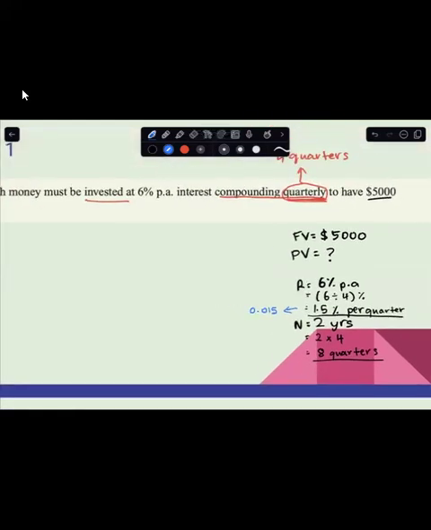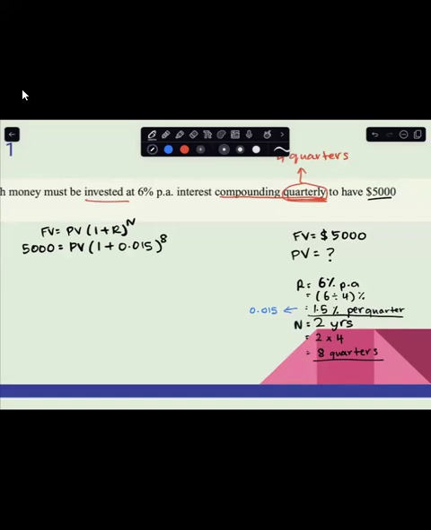Now I'm going to put it into the formula. Writing down my formula so that I remember what it is. Less stuff to study for your exam, if you start writing it now. My FV, all I'm doing is substituting the values. I don't know what my PV is, so that's what I'm trying to find. 1 plus my rate, which is 0.015, to the power of 8 quarters.